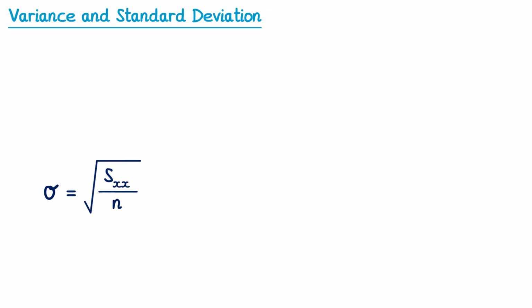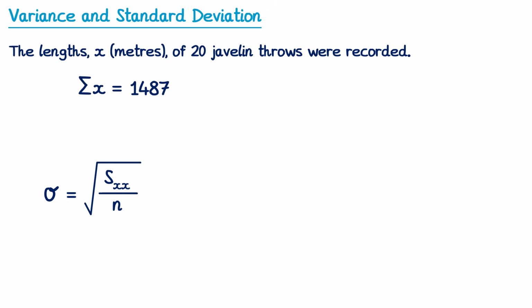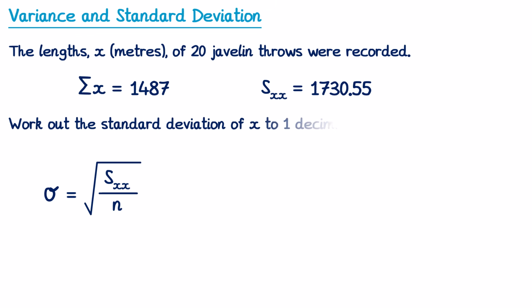Let's have a look at an example. In this question we're told, the lengths of 20 javelin throws are recorded, the sum of x is 1487, but Sxx is 1730.55. And we need to work out the standard deviation of x to one decimal place.